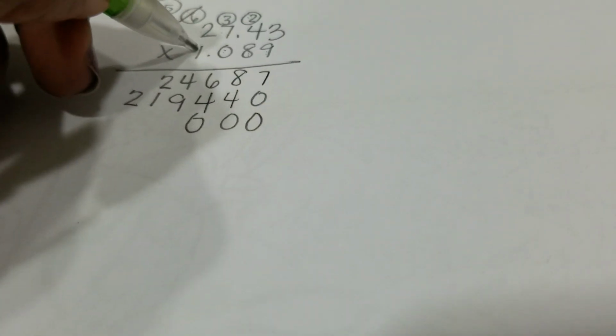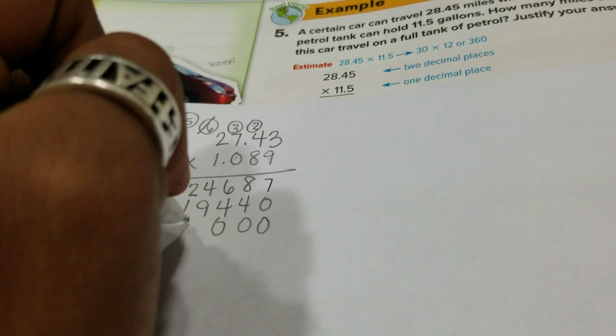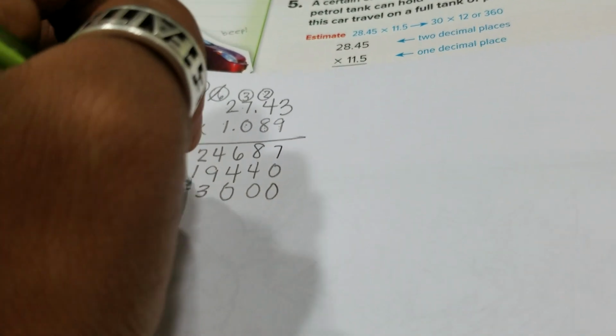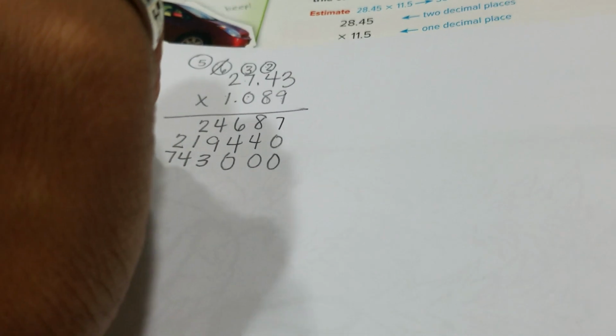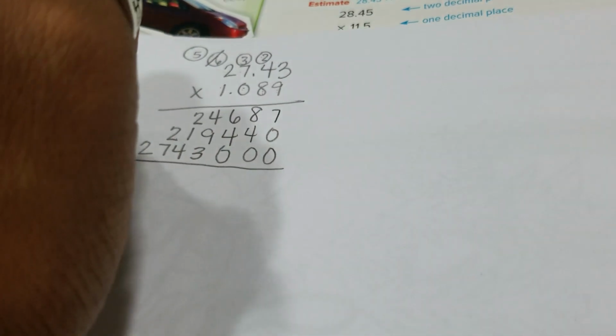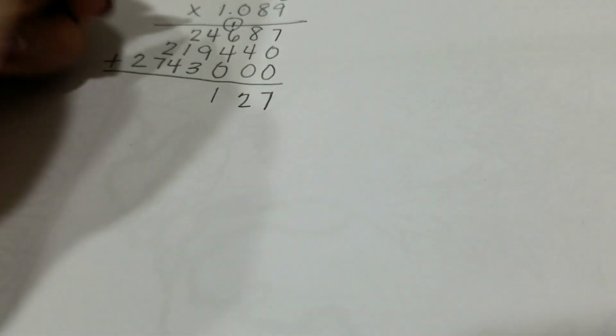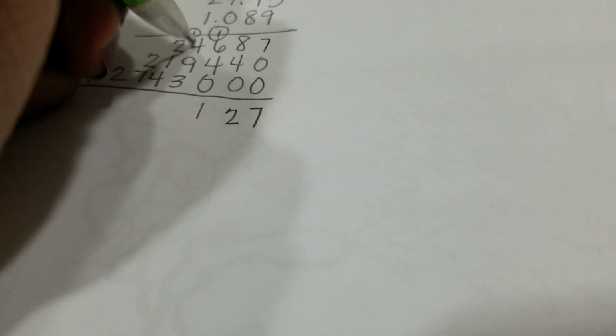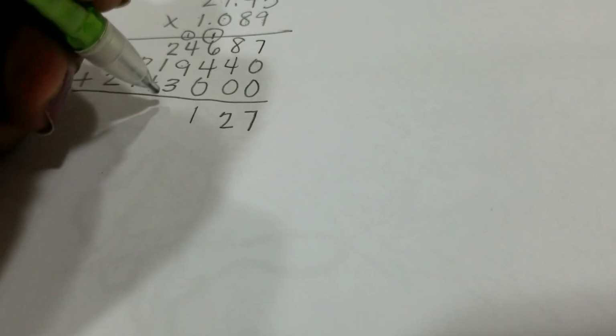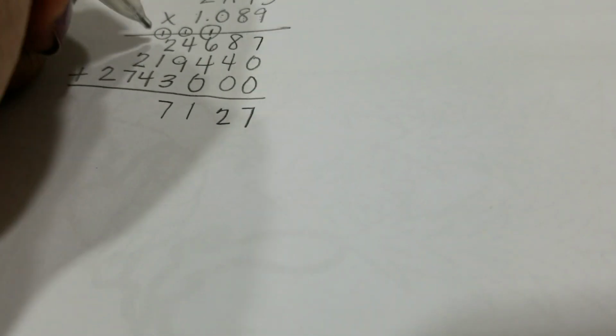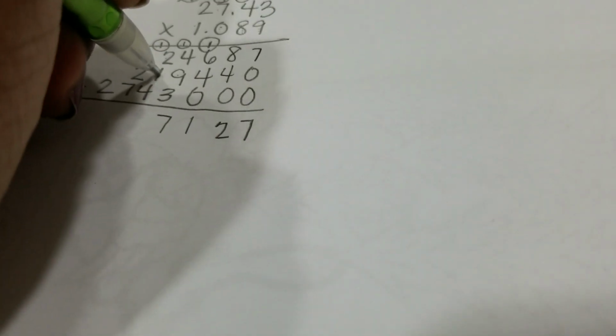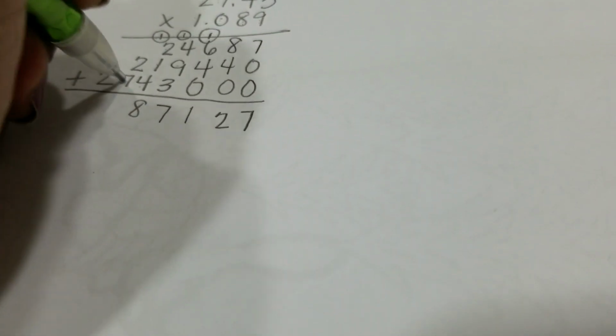And now we can multiply by the 1. Okay, 1 times 3 is 3. 1 times 4 is 4. 1 times 7 is 7. 1 times 2 is 2. And then we're going to add these 3 lines. So 7, 12, carry a 1. 1 plus 6 is 7, plus 4 is 11. Carry a 1. 1 plus 4 is 5, plus 9 is 14, plus 3 is 17. Carry a 1. 2 plus 1 is 3, plus 1 is 4, plus 4 is 8. 2 plus 7 is 9, and 2 plus 0 is 2.